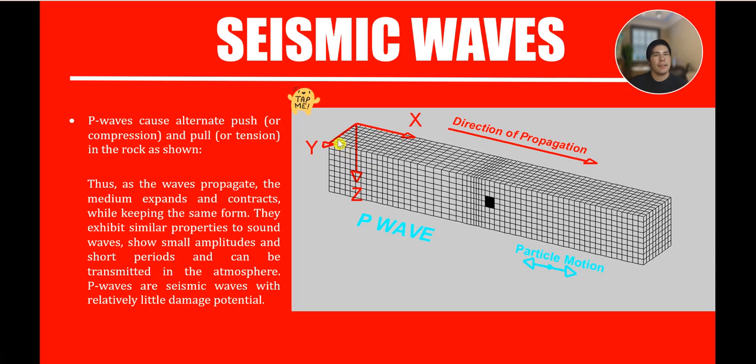We can see that in our figure. This is the particle motion. If we look closely at this mesh, it has compression and tension, and this is our direction of propagation. We can also see that it displays along this x-axis. So we can see the effect of P waves: compression, tension.